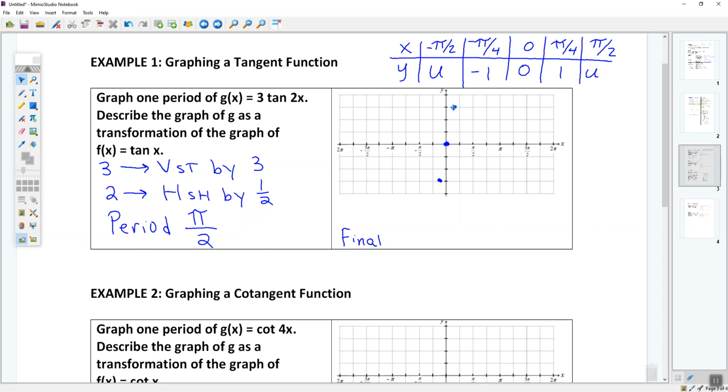And then your asymptote should go right over here. And then a sketch of your graph, tangent, kind of an S shape like this.